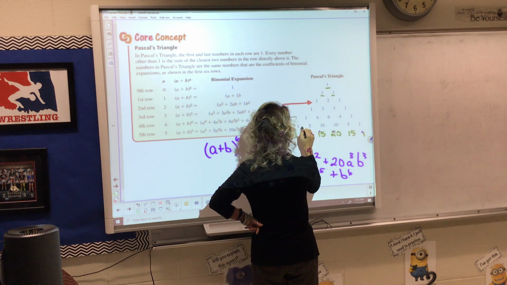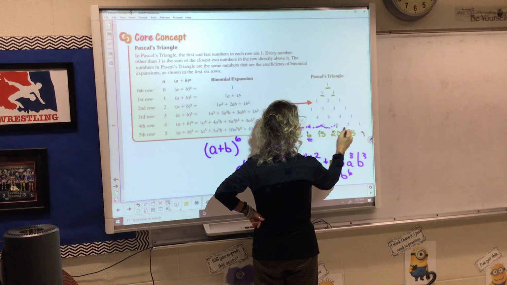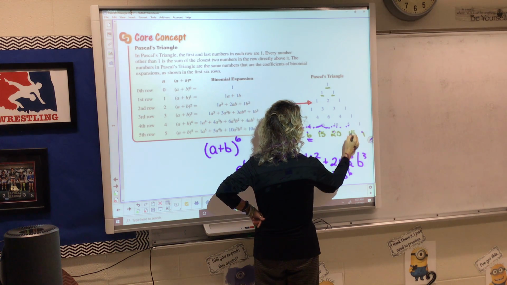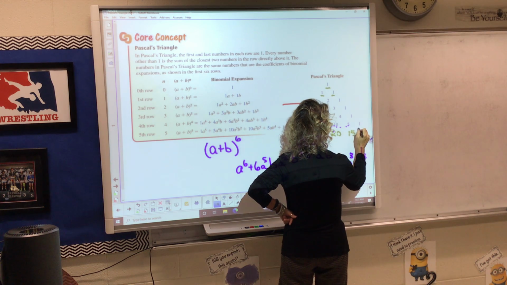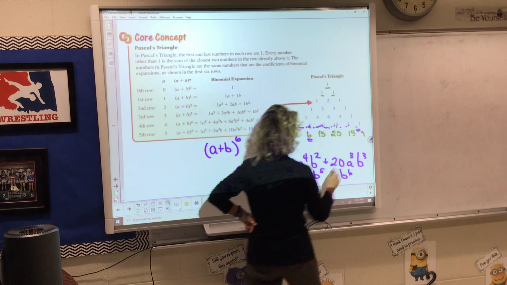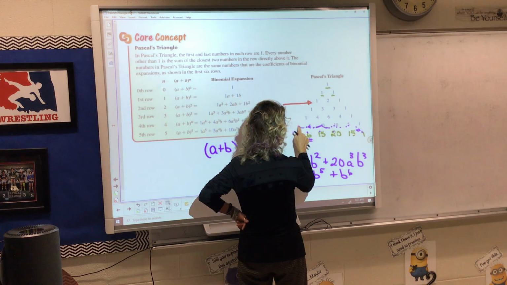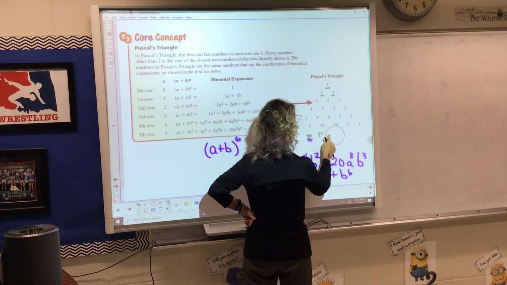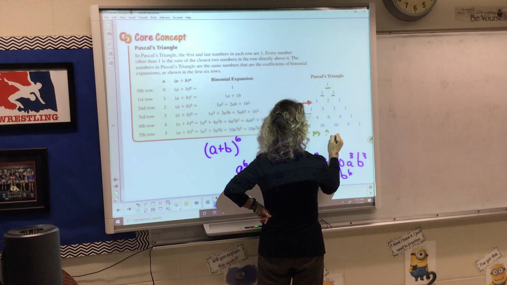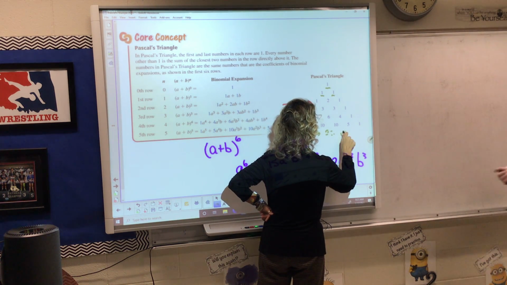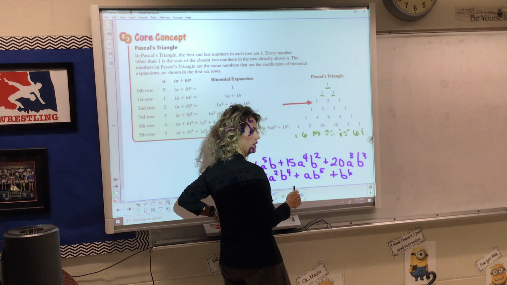Did I miss one? 5 is 6, 15, 20, 15. I did. What's 5 plus 1? 6. So I thought there was one. So our exponent here, this right here, should be 6, 15, 20, 15. Sorry, it doesn't look right. 6 and 1. Yes?